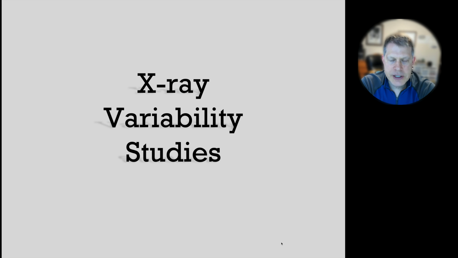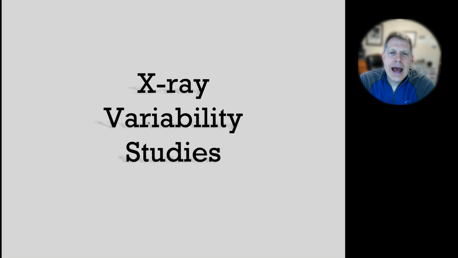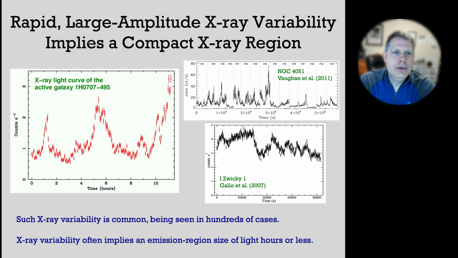Okay, so that's X-ray spectral studies of the black hole region. Now I would like to move on and talk some about X-ray variability studies and what they have taught us about the black hole region. Okay, so again, this is the same slide I showed you previously. The first thing that X-ray variability studies do for us is establish that most of the X-ray emission is coming from a quite compact region, with a size of light hours or less. And so I won't repeat that. We've already talked about this slide in detail earlier.